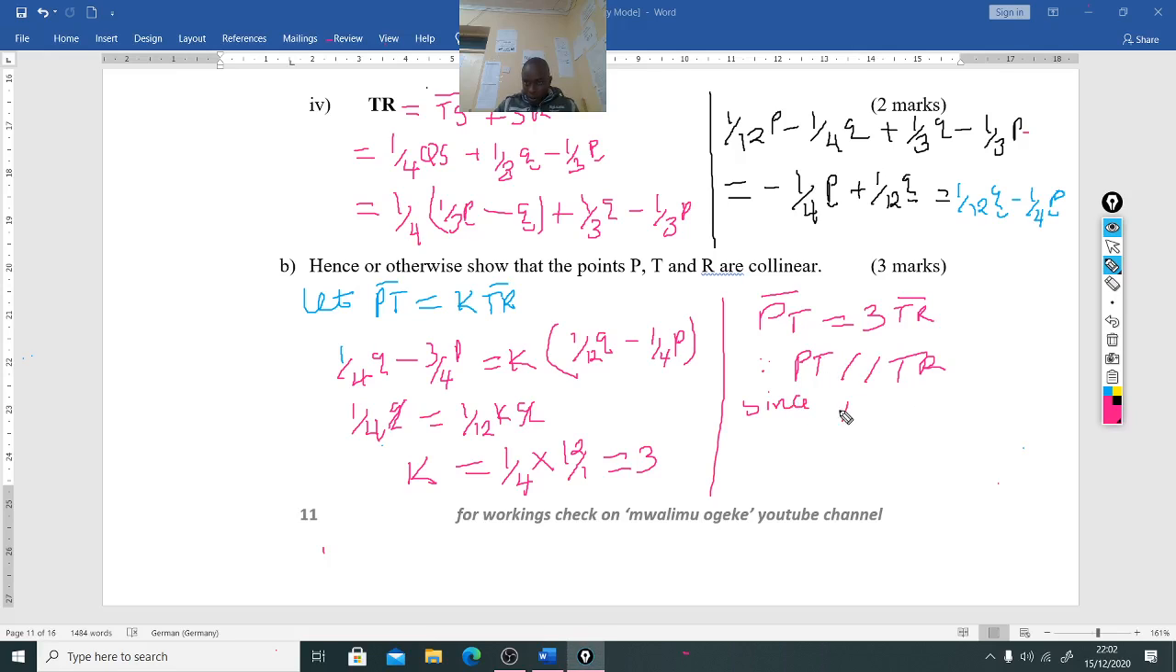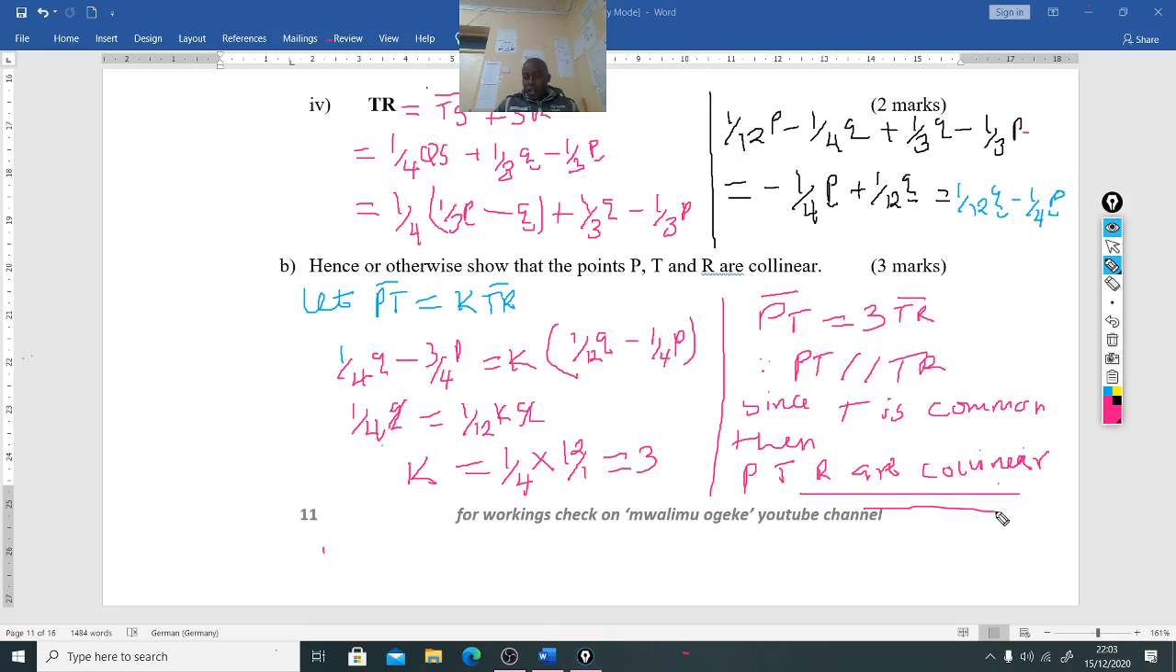And now that they are parallel, since in this case T is a common point, then the 3 points P, T, R are collinear.